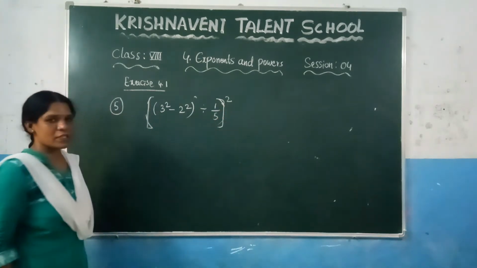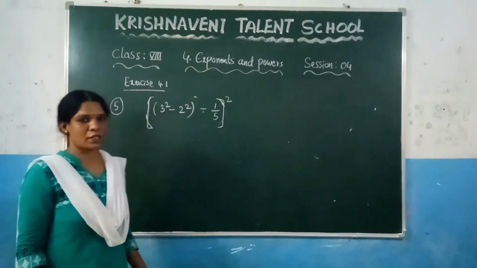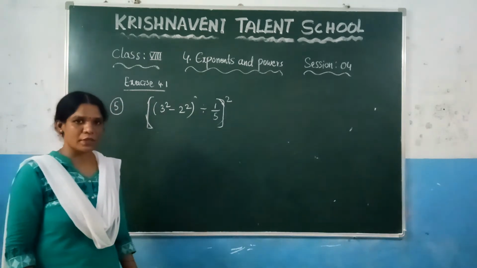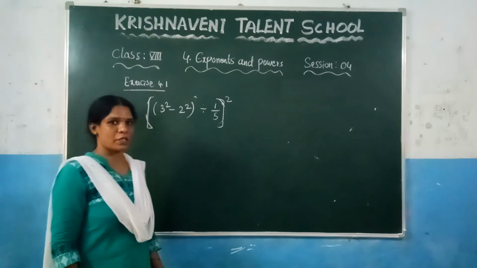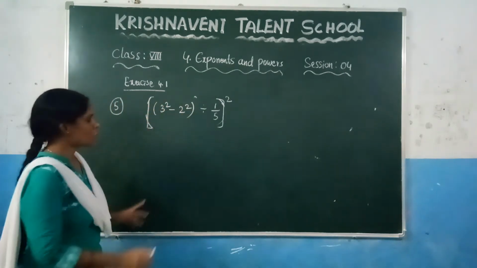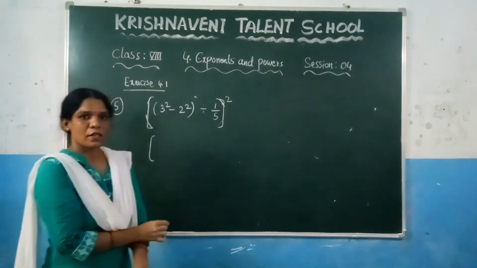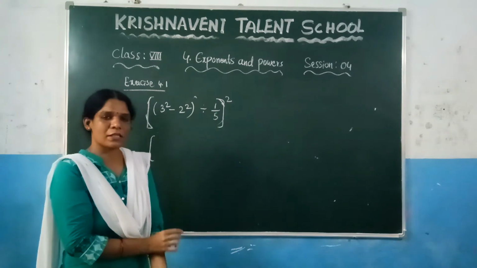So what is the next question given here? 3 square minus 2 square divided by 1 by 5 whole square. You need to simplify this one by applying the laws of the exponent. First, solve what is there in the brackets. So here, what is there? 3 square. What is the value of 3 square? You need to multiply 3 two times since the power is 2.